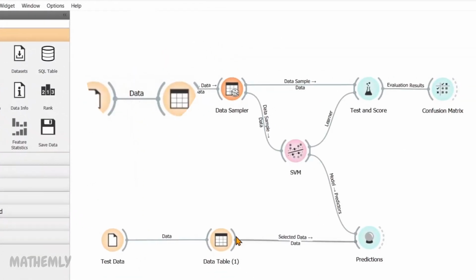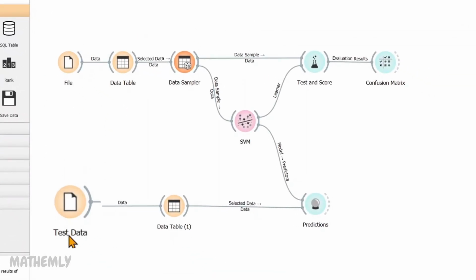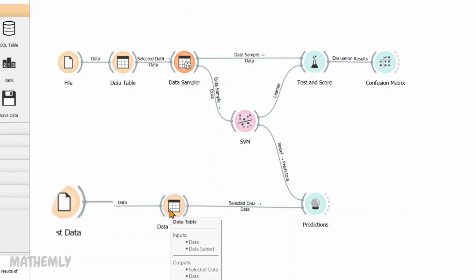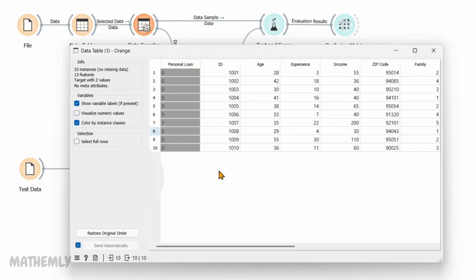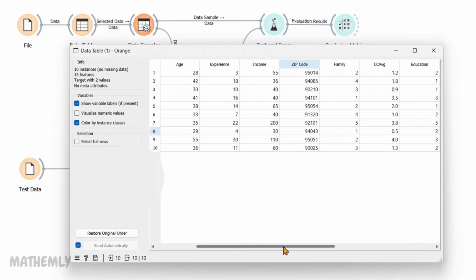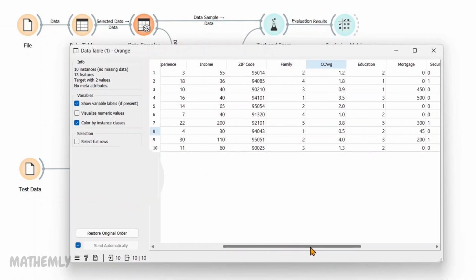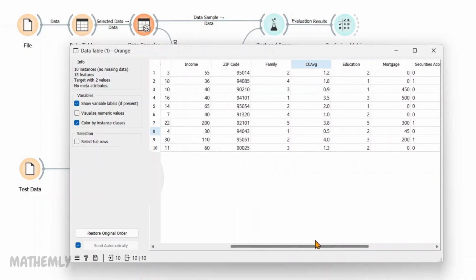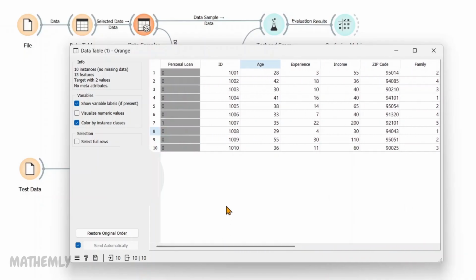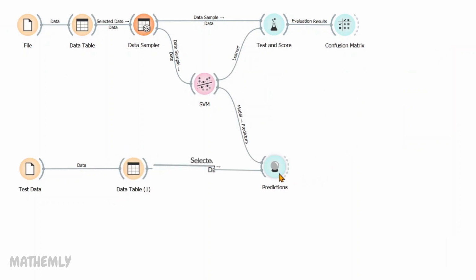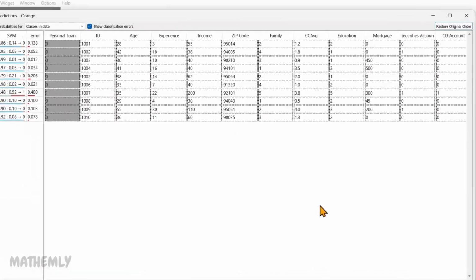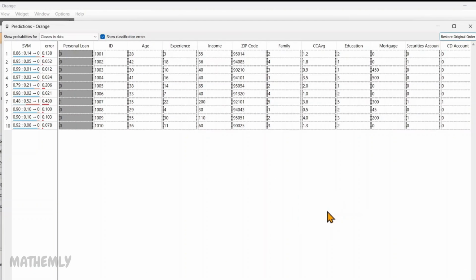I have added the test data widget and connected it to a data table widget. This setup allows me to inspect how the model classifies new and unseen samples. This step helps assess how well the trained SVM model generalizes to new data. By checking the predictions, I can determine whether the model maintains high accuracy or if any misclassifications suggest potential areas for improvement.